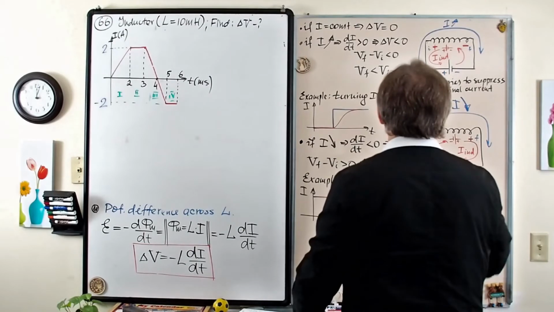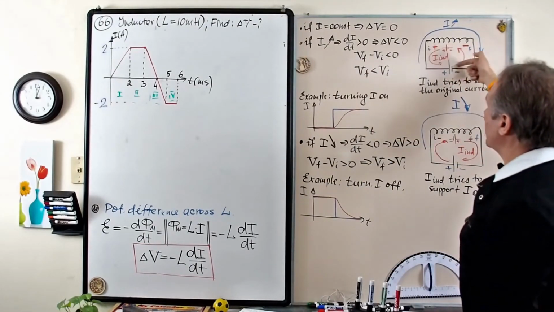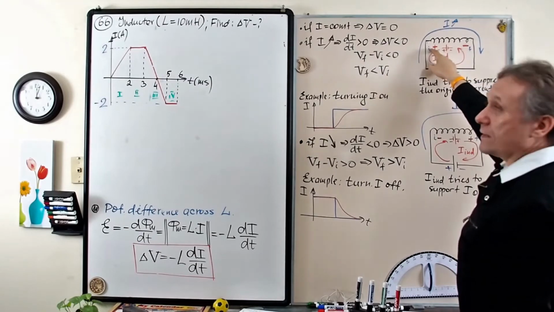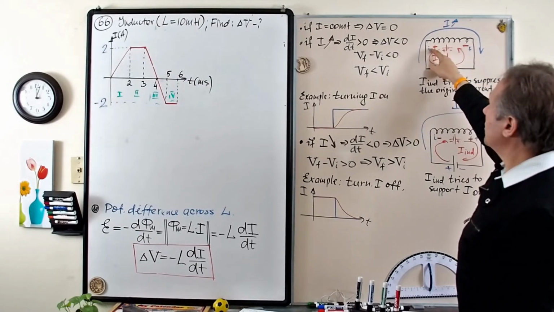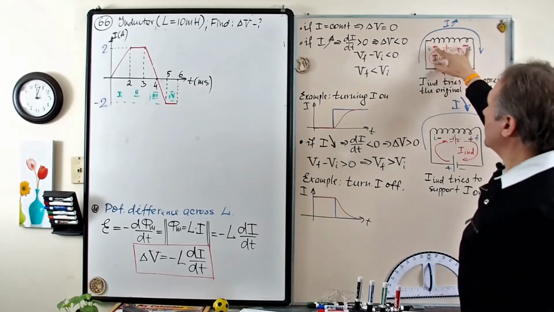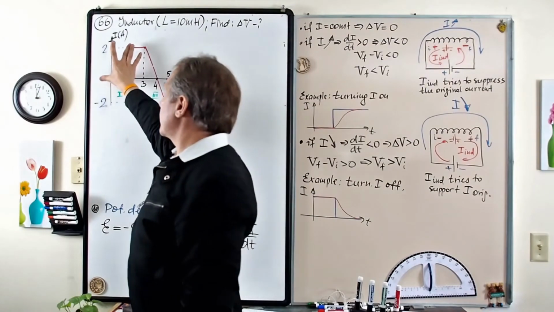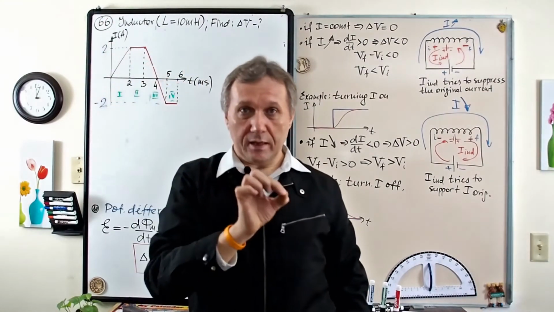All right, so it means that in order to drive the induced current in the opposite direction, the beginning of the solenoid must have higher potential than at the end. So delta V must be negative. So for this stretch of time, delta V will be negative.